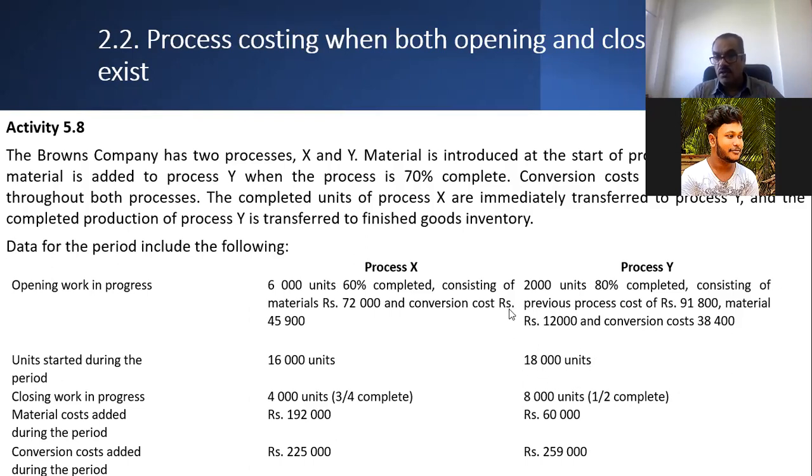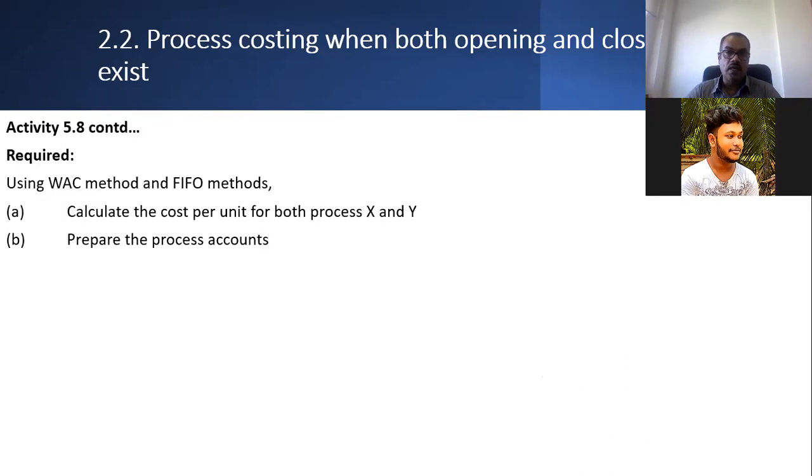So here 18,000, opening 2,000, 20,000, of which 8,000 are unfinished. 20 minus 8, therefore 12,000 is the number of completed units from process 1. So cost values are there. I will simply show you the answer. You independently work it out again and check your answer.